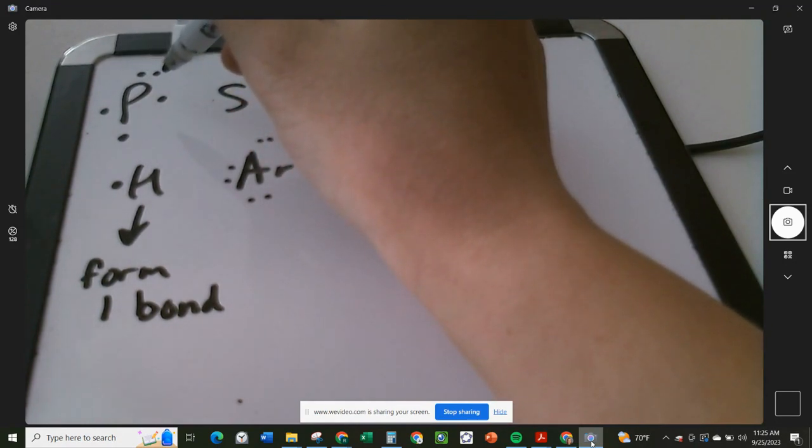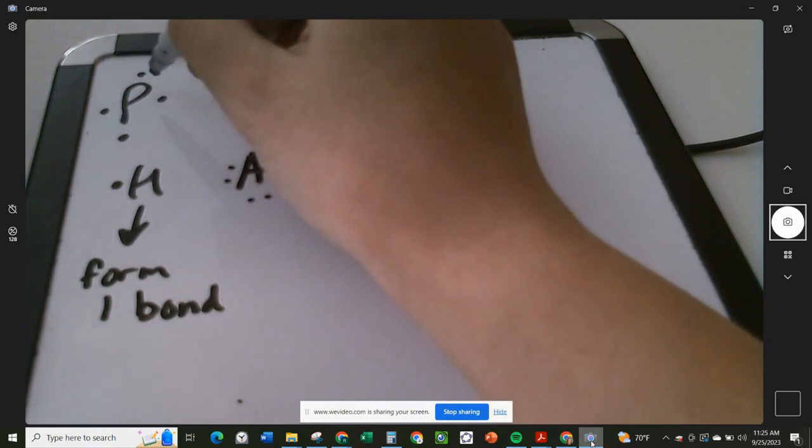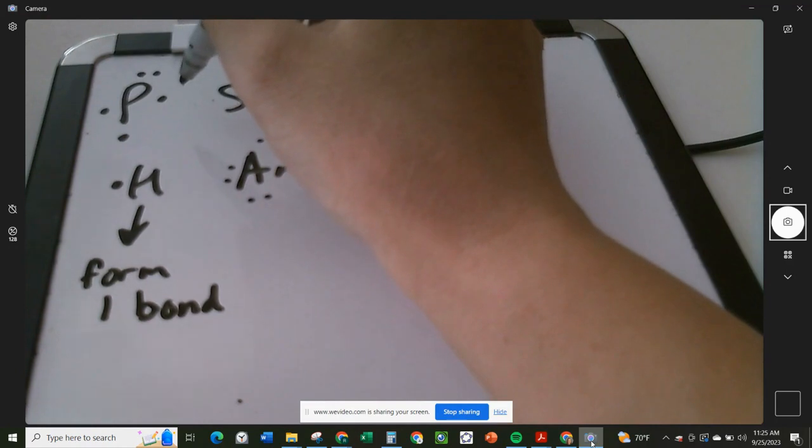The electrons don't like to share space if they don't have to, so we're gonna keep them unpaired, and then if we have to put them together, we will. And so that's probably a better way. So do 1 on each side and then go back around. So now we have 5 valence electrons around phosphorus.